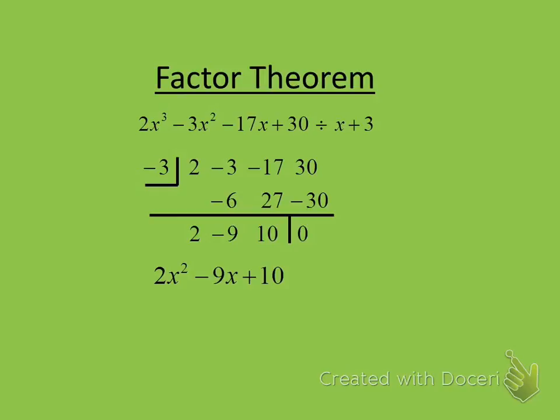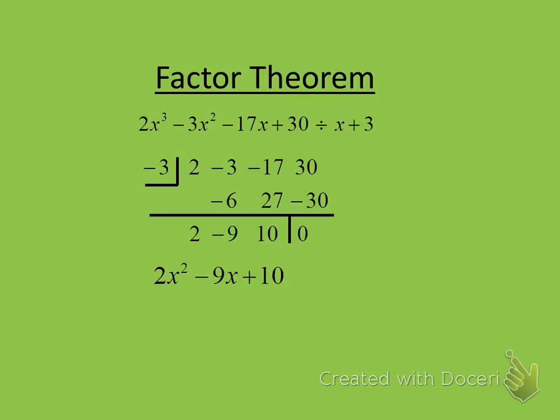Okay? It's all connected. Now, x plus 3 divided into 2x cubed minus 3x squared minus 17x plus 30. Fill in the blank. You got a remainder of 0, which means it divided it evenly. Which means x plus 3 is a what of 2x cubed minus 3x squared minus 17x plus 30? A factor. Good. Now, you're probably sitting there like, all right, whatever, who cares? Here's the cool part.